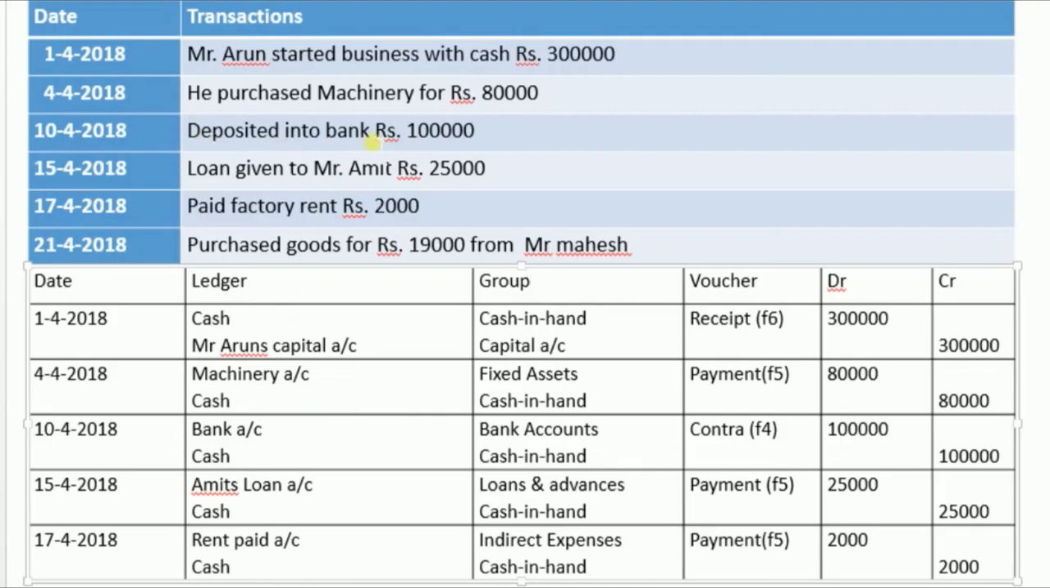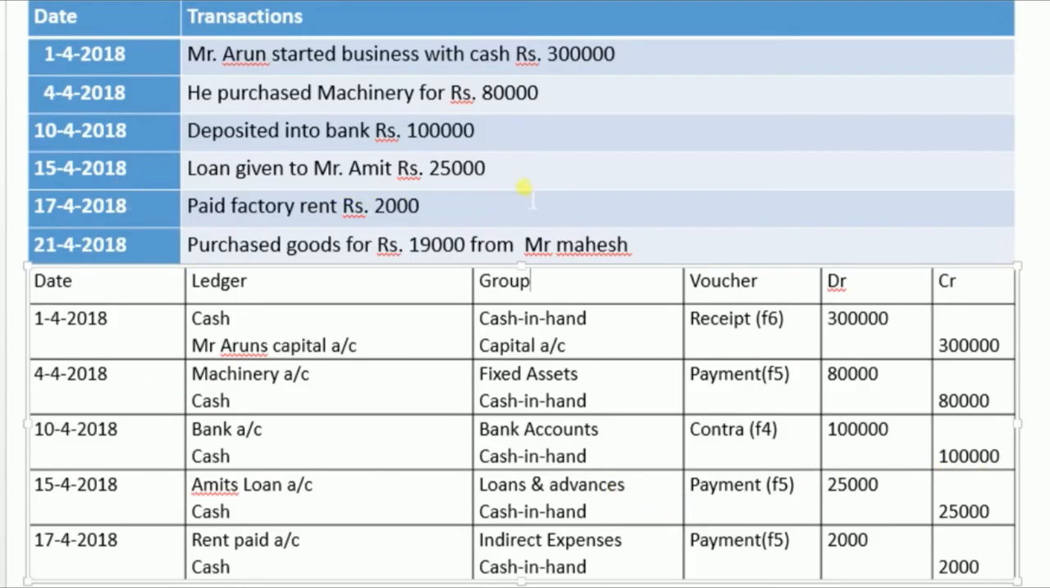4/4/2018 machinery account, that is he purchased machinery for rupees 80,000. Then machinery account and cash account. Machinery account fixed asset, cash in hand, and the voucher is payment, that is F5. 80,000 debit, 80,000 credit. 10/4 deposited into bank rupees 1 lakh. Then 10/4 bank account, cash. Bank account under bank account, cash in hand, voucher is contra F4. So debit 1 lakh, credit 1 lakh.